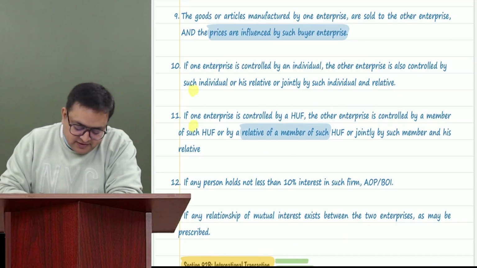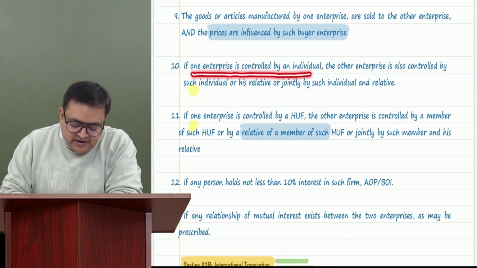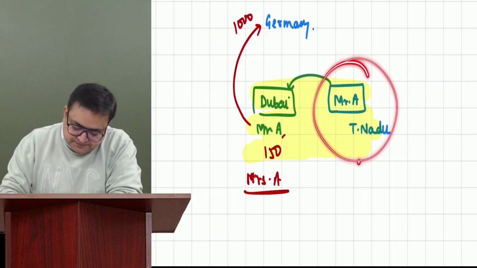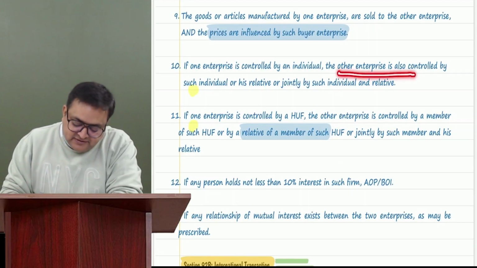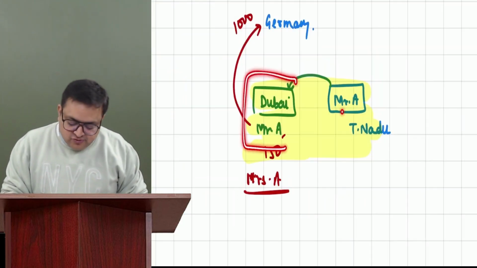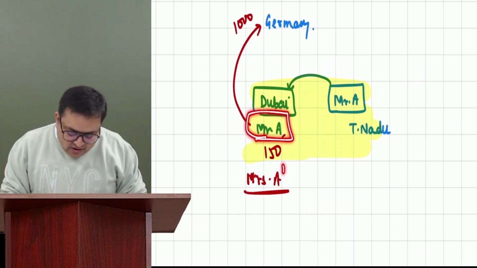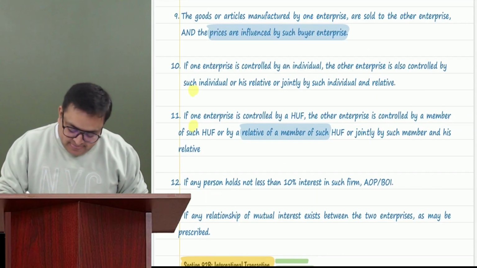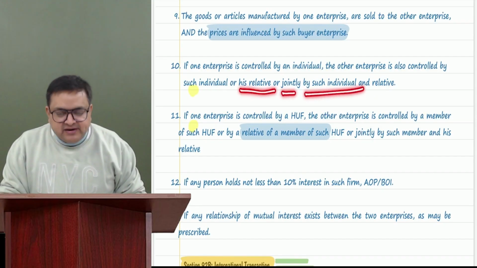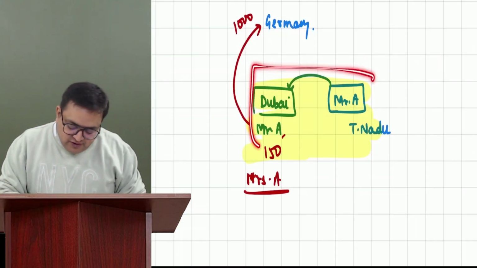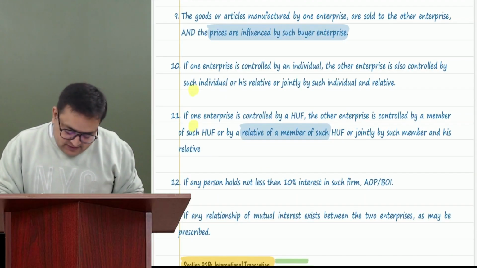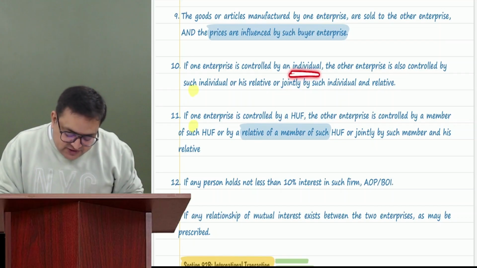So it says, if one enterprise is controlled by an individual, see, one enterprise is controlled by an individual, Tamil Nadu. The other enterprise is also controlled by such individual. The other enterprise where? Dubai. That is also controlled by such individual or relative of such individual or jointly together by such individual and relative. Then also these two will be called associated enterprises, right? This is related to individual.